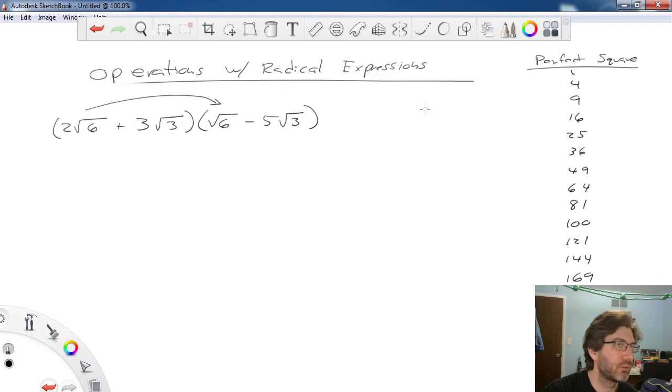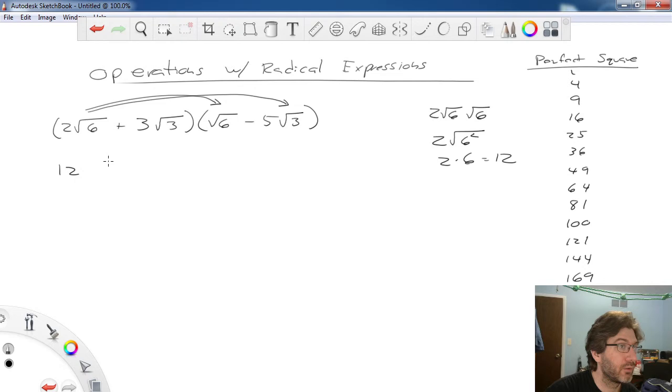Should I write that all out for you? I'll write it out over here. 2 square roots of 6 times the square root of 6. This becomes 2 square roots of 6 squared, which becomes 2 times 6, which equals 12. So that's how I'm getting 12 for my first term. My second term will be my first times my last, or my outer ones.